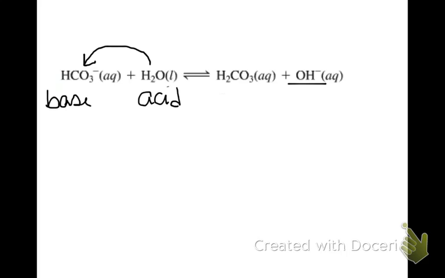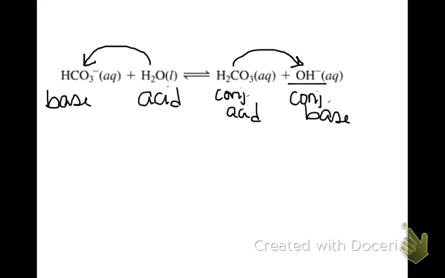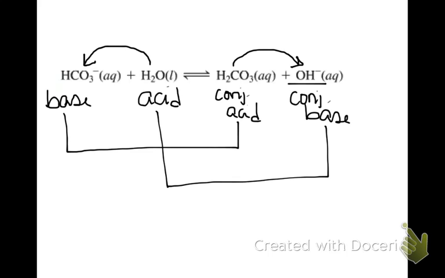Then over here, we have H2CO3 and OH-. We know that H2CO3 will give a proton to OH- to become the HCO3-. So since OH- will accept the proton, it will be a conjugate base. And again, the reason it's called conjugate is because it's on the right-hand side of the arrows. That makes H2CO3 the conjugate acid. So we'll line them up. HCO3- and H2CO3 are a conjugate acid-base pair, and H2O and OH- are a conjugate acid-base pair as well.